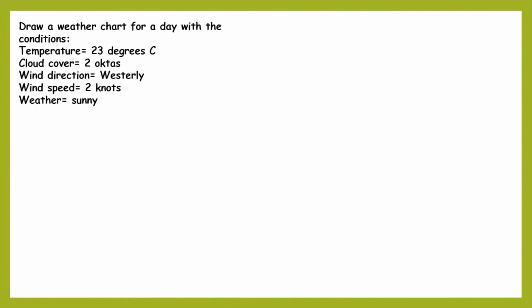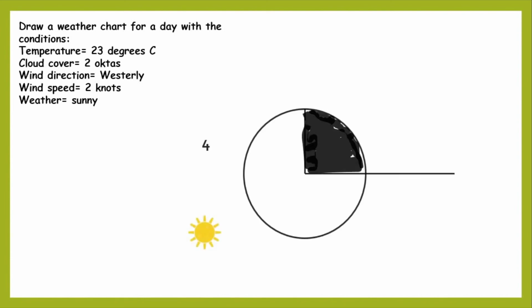All right, so if you have drawn anything along these lines, you're on the right track. Okay. Oh, that should say 23. Okay, 23 degrees C. 2 octaves. Remember it's eighths, so 3 octaves would be that much, 4 octaves would be that much, 5 octaves would be that much, 6 and 7, and the whole thing coloured for 8.